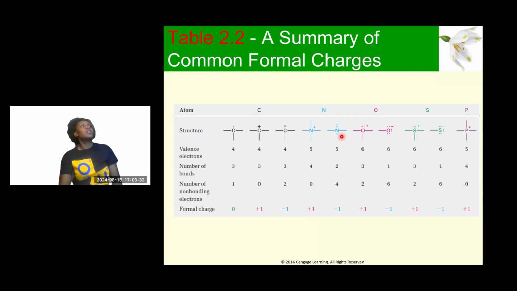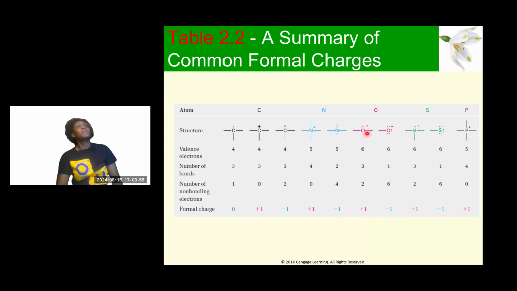Let's look at this one here. This has 1, 2 bonds, and then it has 1, 2, 3, 4 electrons. So 2 plus 4 is 6. And so if I do 5 minus 6, that is going to give you a negative 1 formal charge. 5 minus 6 equals negative 1.